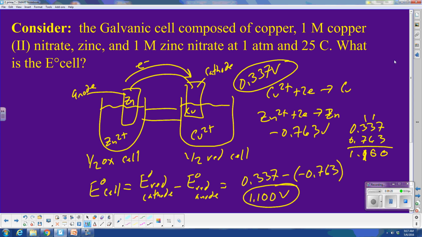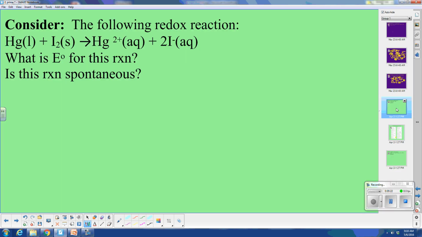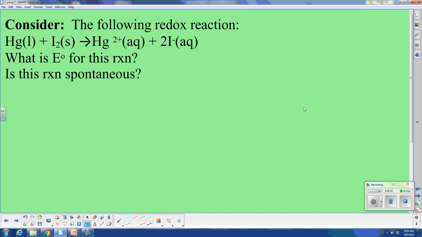Great. Now the cool thing here is this idea of standard cell potentials is not only the driving force for galvanic cells, but also for all redox reactions. So anytime I have a possible reaction occurring, I can determine if it will occur by looking at my reaction potential. So I can calculate a reaction potential for a redox reaction, not just for a galvanic cell.